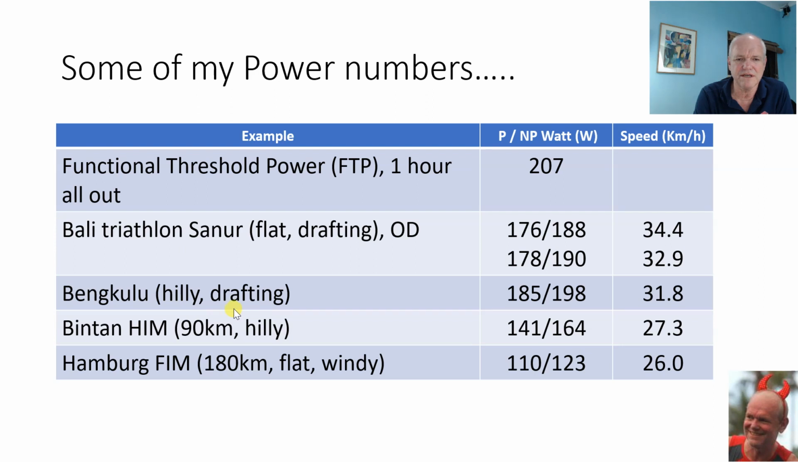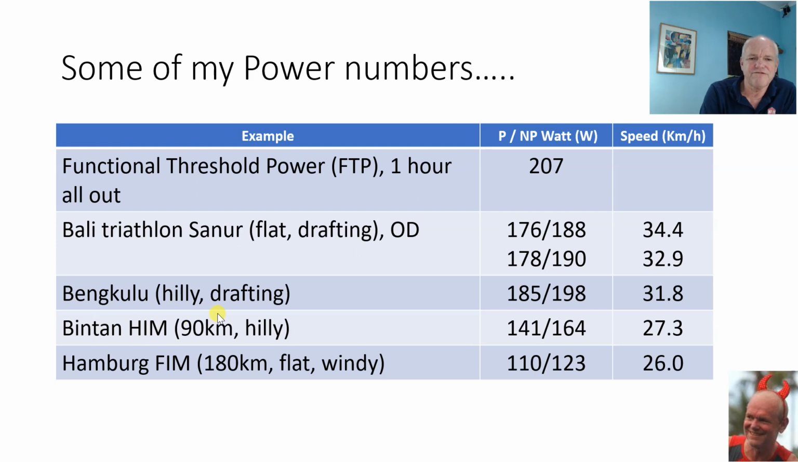That was my best one in Bengkulu. I could go under 185, 198 watts. The speed is not so high. I could not draft so much, and it was hilly. But from the power, very good values. And then I had an accident with a car. Unfortunately, I could finish this part, but I could not finish the run. But that was maybe more or less my best one on the bike.